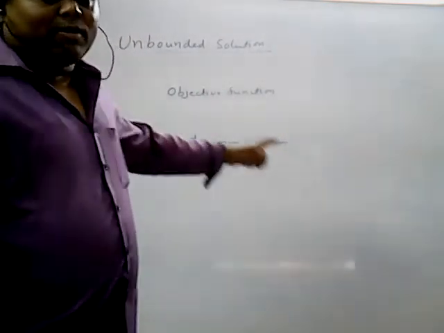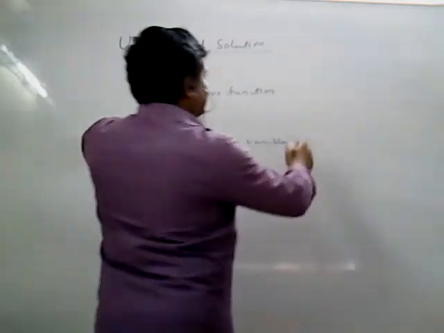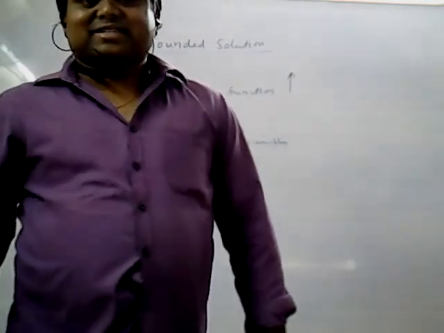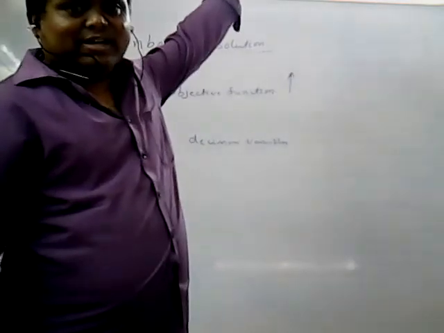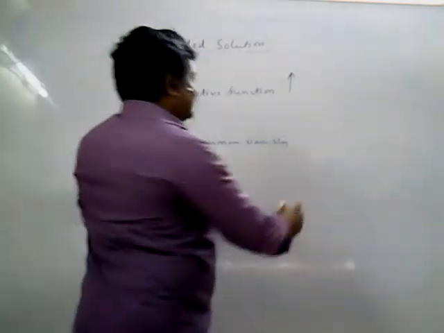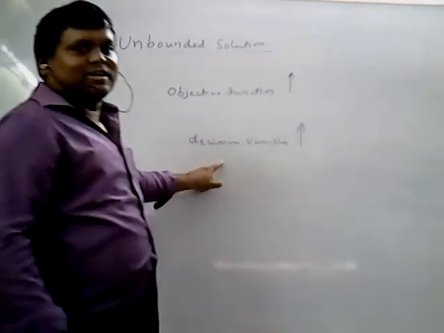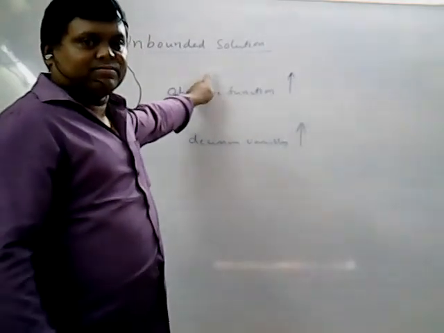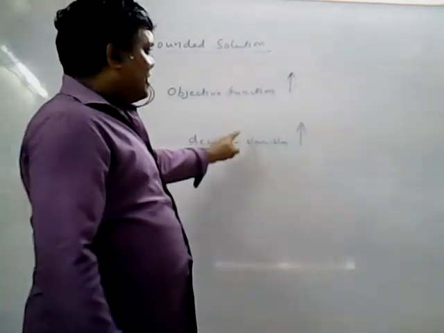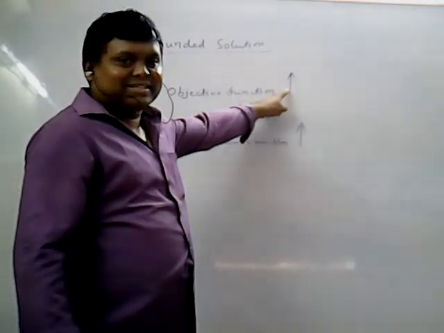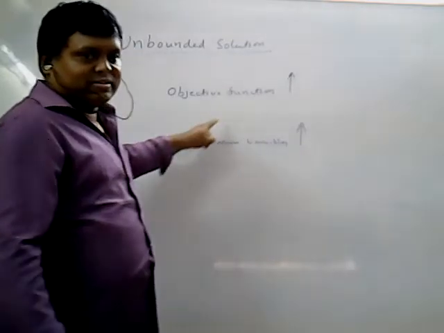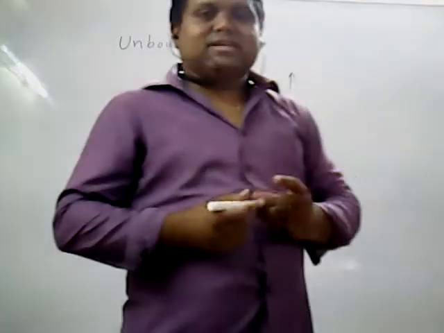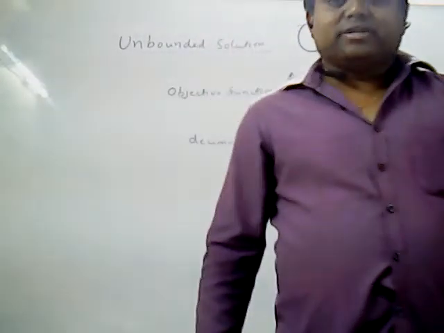Now I will tell you what you mean by unbounded solution. When the value of the objective function increases infinitely, and the values of the decision variables also increase infinitely, then such an LPP has an unbounded solution. If the value of the objective function increases infinitely when the decision variables also increase infinitely, the solution is called an unbounded solution.